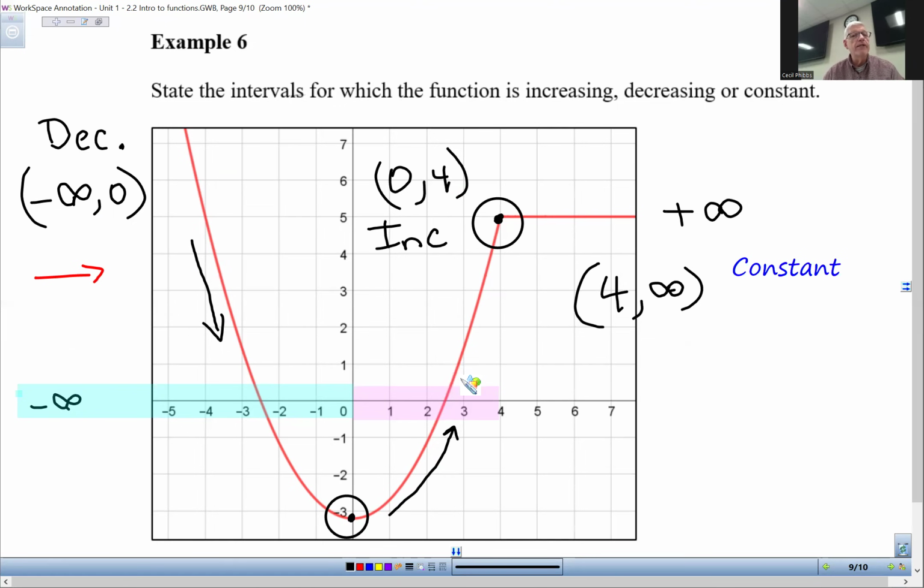Okay, now you will not always have all three of these on your problems. You may have a graph that is decreasing and then it remains constant the rest of the time. Or maybe it increases and then it decreases and it's never constant. So pay attention to the directions in WebAssign. It will tell you what to enter if one of these does not exist.